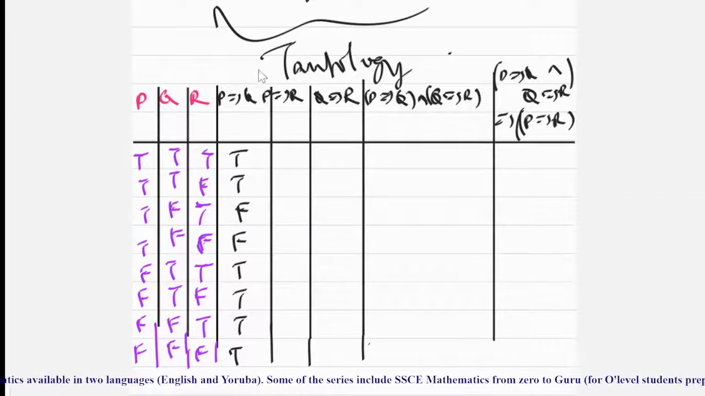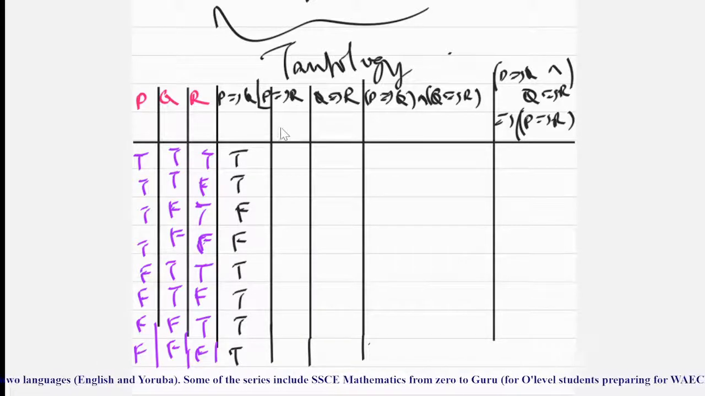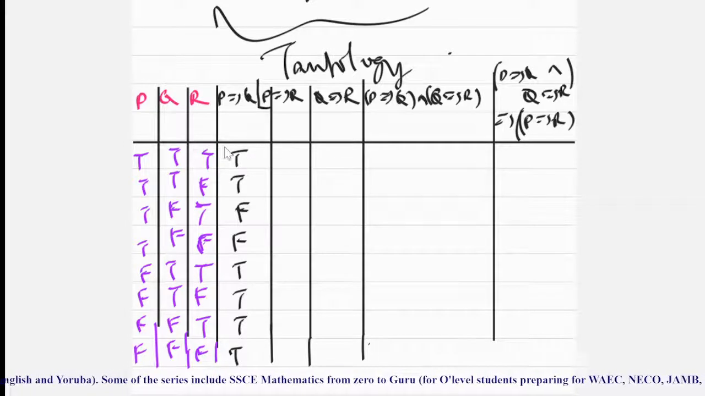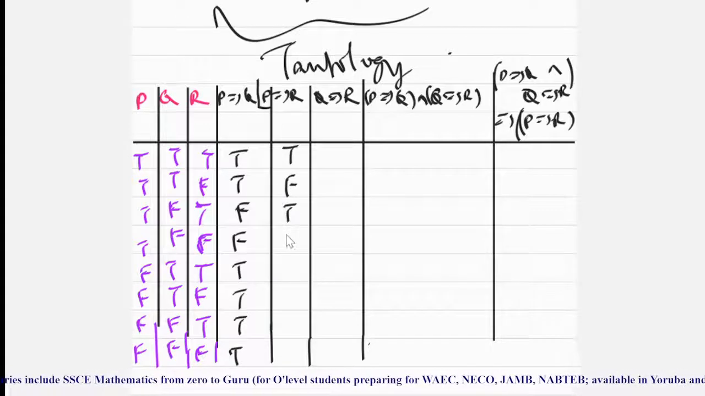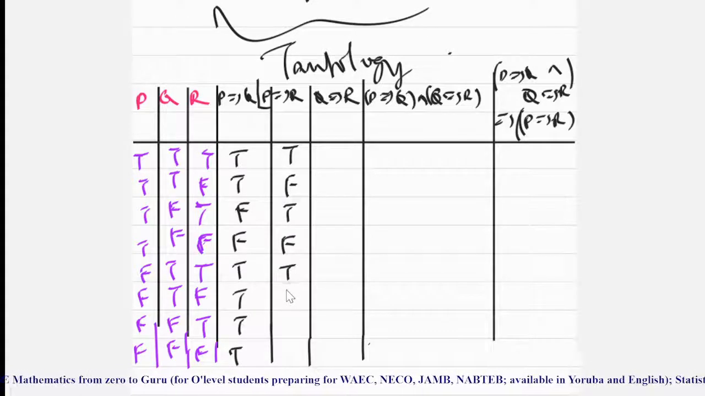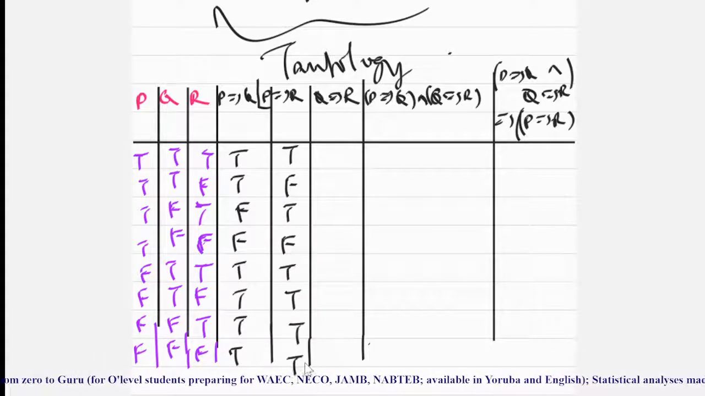Okay, now what will be your P implies R? P and R. The only time you are going to have false is when you have true, false. This is going to be true, false, true, false, true, true, true, true.